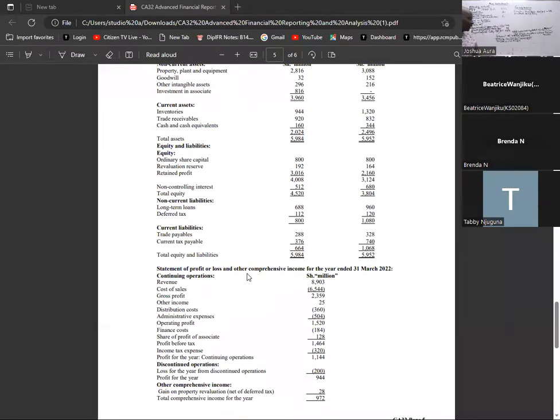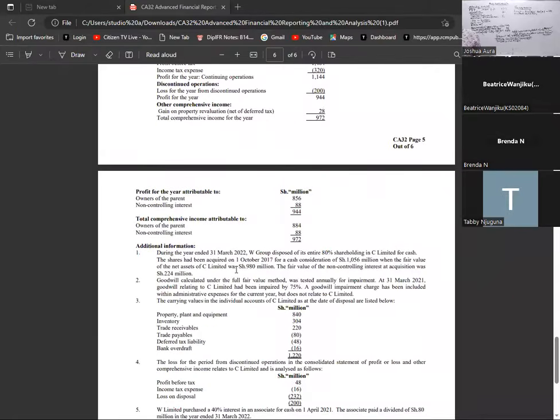So, ladies and gentlemen, purchase consideration for this subsidiary that was disposed during the year ended 31st March 2022. W Group disposed of its entire 80% shareholding in C Limited for cash. The shares had been acquired on 1st October 2017 for a cash consideration of 1056. So the cash that was paid by the parent was 1056.